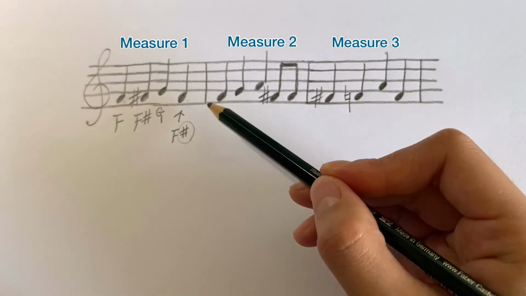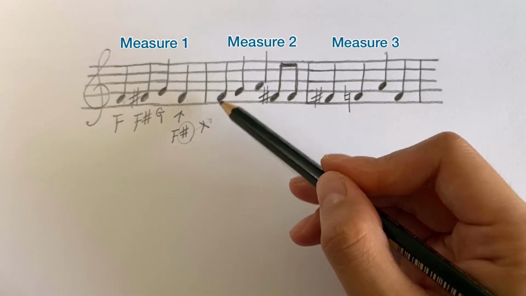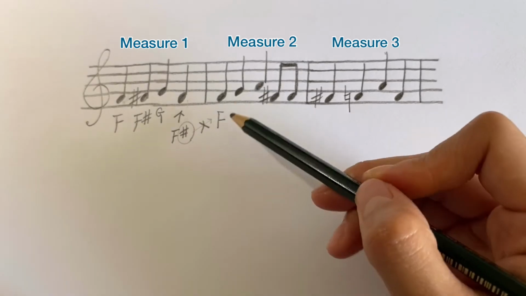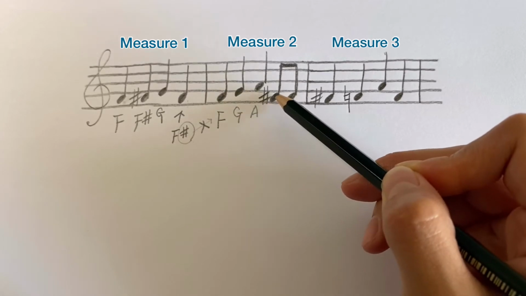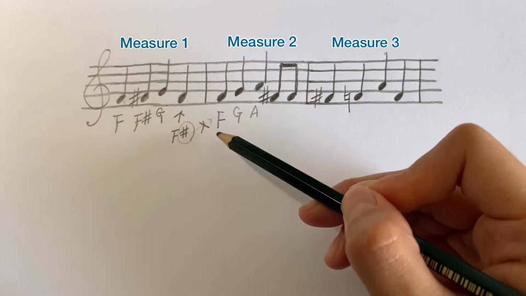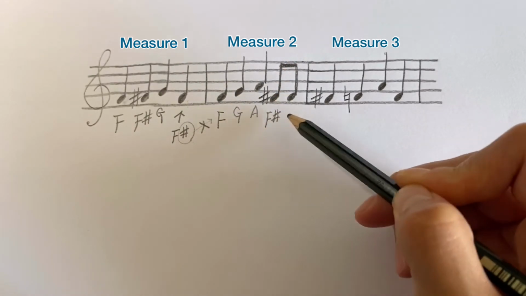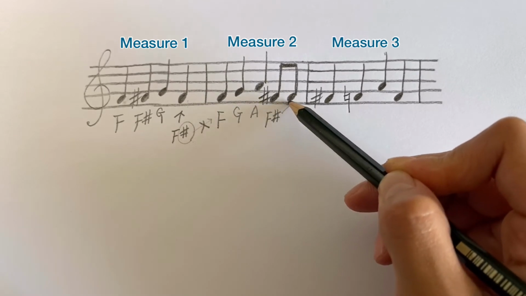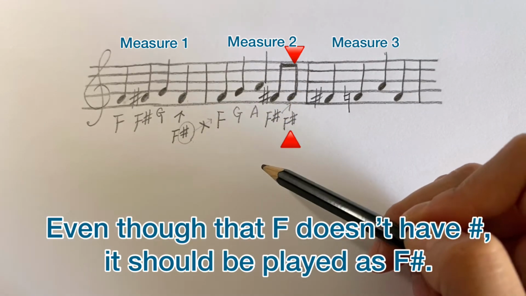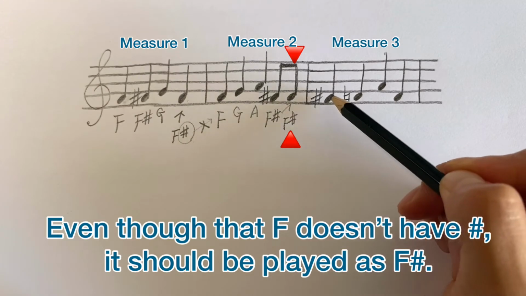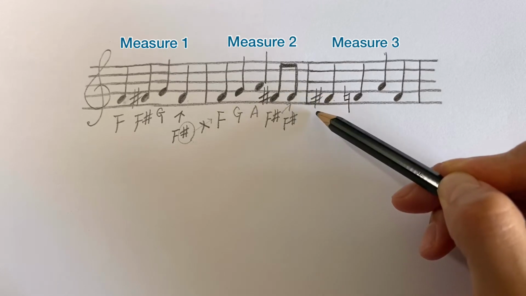Then the measure is closed, so this F sharp cannot be applied to the next F anymore. So F, G, A. And you can see the sharp on the next F, which was not on the first F. It doesn't matter, just apply it to that note, so F sharp. And then that sharp applies to the next one within one measure. So the next F is F sharp as well. And we can move on to the next measure that has a sharp, so F sharp.